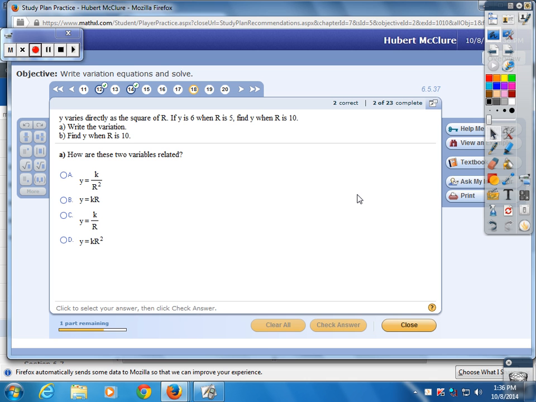So what comes first? Y. Y varies directly, so it's going to be Y is equal to K times what? R. Which one is that one? A, B, C, or D? Well, B is K and R, but square of R, what would it be? D, as in delta.